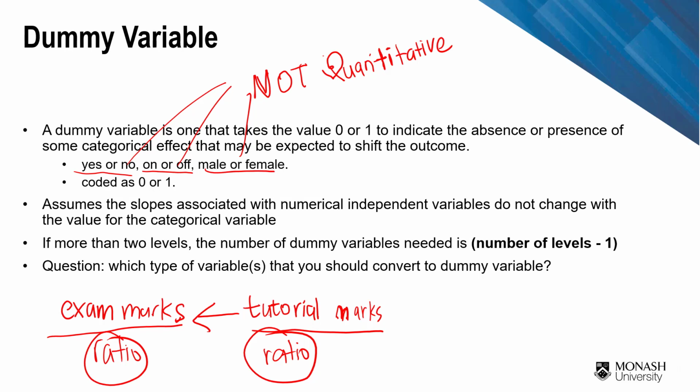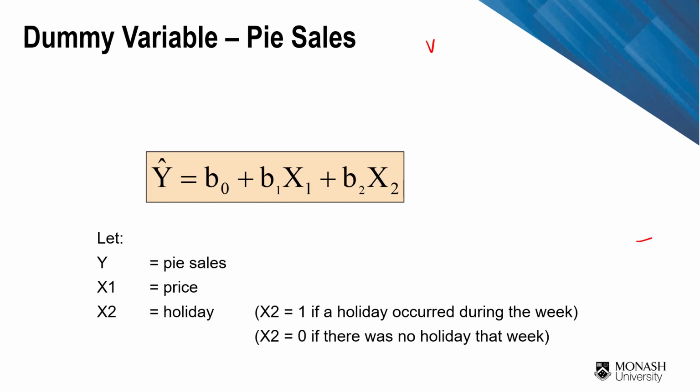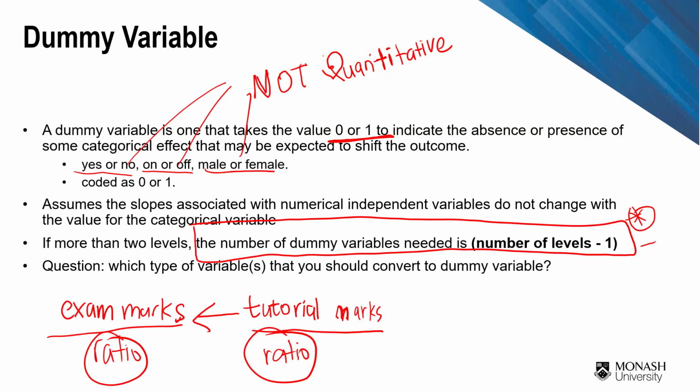Because of that, we need to devise a variable, which is what we call a dummy variable. A dummy variable is as simple as taking a value of 0 or 1 to indicate the absence or presence of the category effect. The most important thing that you have to take note of is this: the number of dummy variables needed is the number of levels minus 1. So put a star in here.